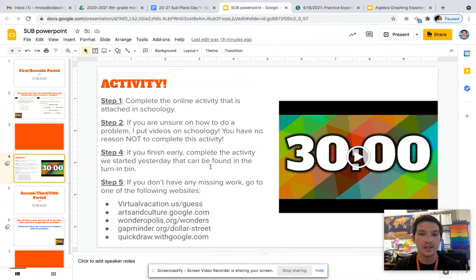Once you're done with the activity, I want you to complete the activity we started yesterday. It's still in the turn-in bin, so find your name and complete that as well. If you complete that, do missing work or do one of these awesome fun activities here.